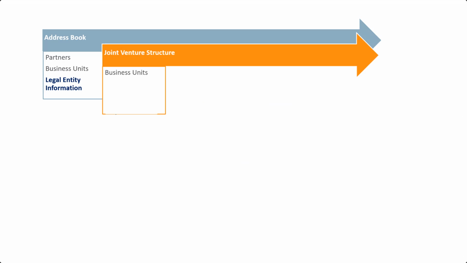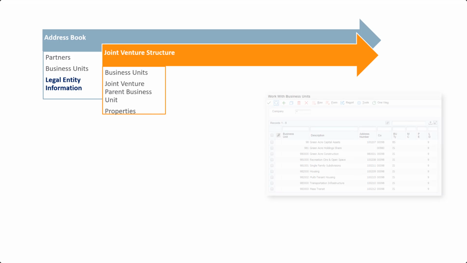To complete the next task, which is to define the joint venture structure, you must add the joint venture business units, the managing business unit, joint venture parent business unit, and the properties participating in the joint venture into the JD Edwards EnterpriseOne system by using standard EnterpriseOne programs. After setting up business units, joint venture parent business units, and properties, you establish the parent-child relationship between them. This defines the structure of the joint venture.